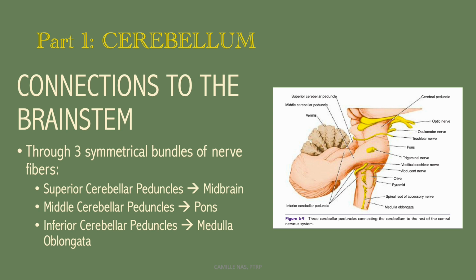Now, the connections of your cerebellum to the brainstem. Earlier, in the table, we saw that there is a connection between the cerebellum and the brainstem. They are connected through three symmetrical bundles of nerve fibers: your superior cerebellar peduncle, your middle cerebellar peduncle, and your inferior cerebellar peduncle. What's important is that you identify which part of the brainstem each is connected to. Your superior cerebellar peduncle is connected to the midbrain. The midbrain is found in the superior part of your brainstem. While your pons is in the middle, so the middle cerebellar peduncle, and then inferior to that would be your medulla oblongata, which is connected with the inferior cerebellar peduncle.